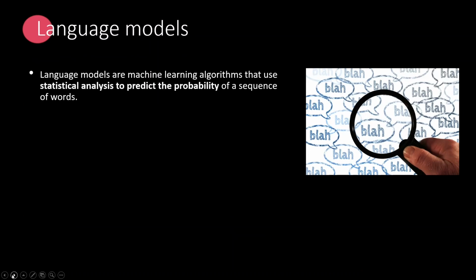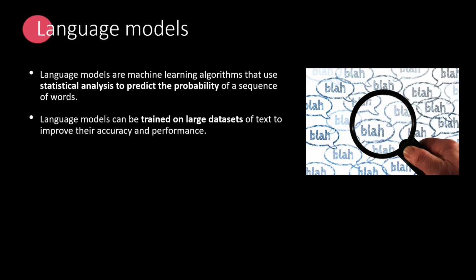So a language model is a machine learning algorithm that uses statistical analysis. So it uses statistics to predict the probability of the next sequence. It tries to predict which word has the higher probability to appear in that sequence of words, and then it creates a kind of tree where it has multiple options, and it will identify the higher probability word as well.